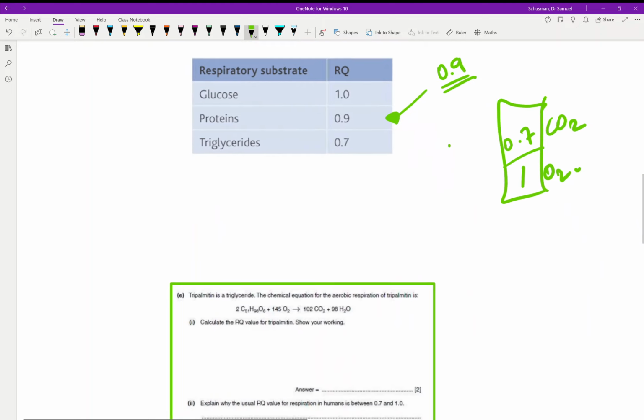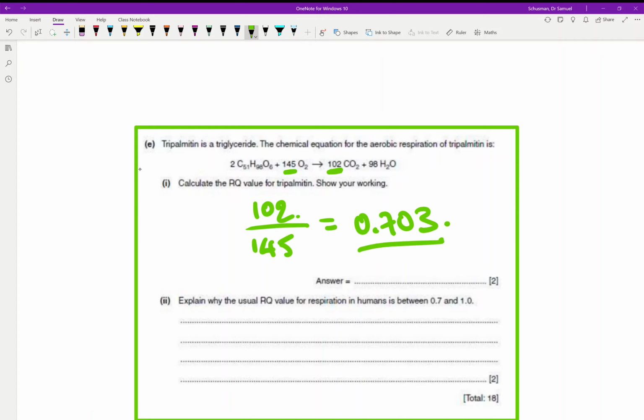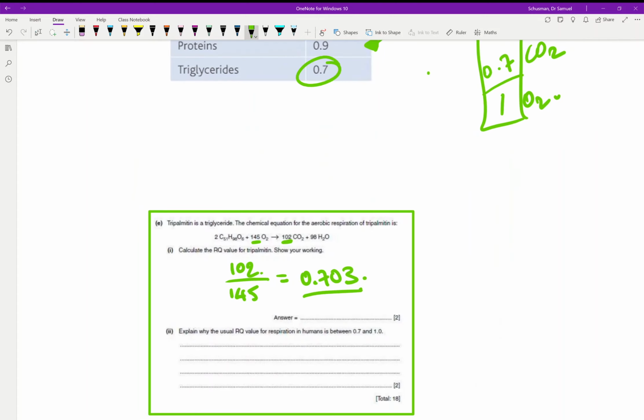So, if they give you something like this, you just go, fine. Find the RQ value for tripalmitin. I don't know what tripalmitin is. I don't think anyone does. Maybe they made it up. Who knows? But what you do is you go, okay, 145 moles of O2 are being put in, so that's our uptake, and 102 CO2 are coming out, which will give us an answer like 0.703, which is roughly what we wanted. We said triglycerides give us about 0.7, so that fits what we know.